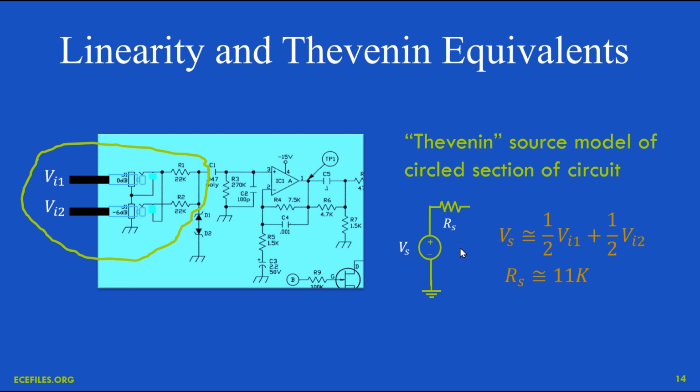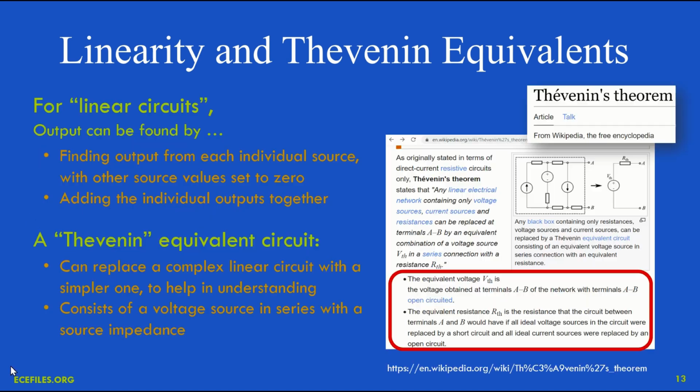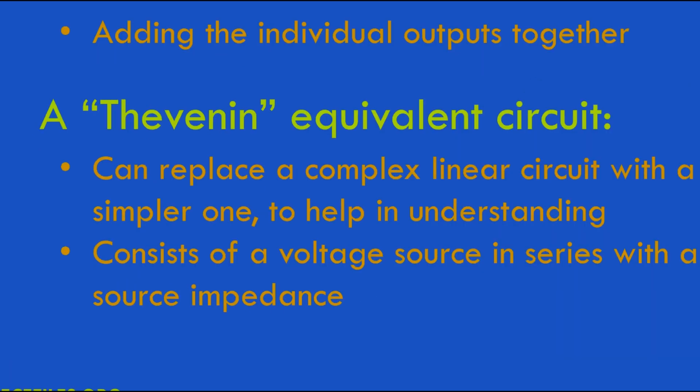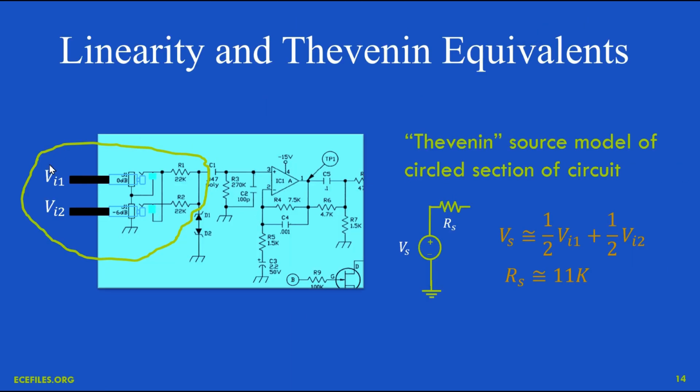Now, what is going on here? Why is there an Rs? Well, that has to do with what's called Thevenin's theorem. So let's go back to the previous slide and take a look at Thevenin's theorem. What Thevenin's theorem says is that all the stuff circled in yellow can be replaced by a single voltage source in series with a resistor.